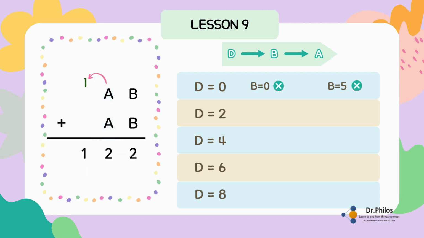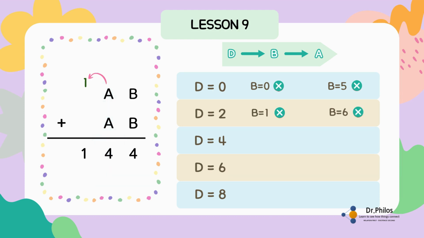If D is 2, B is 1 or 6. If B is 1, it's the same as C. If B is 6, there's a carryover to the tens place. This makes D an odd number, so that's out too.